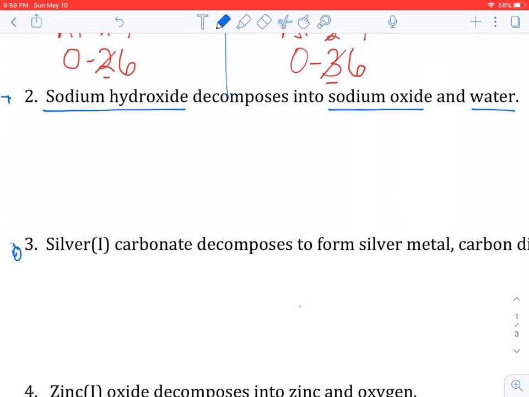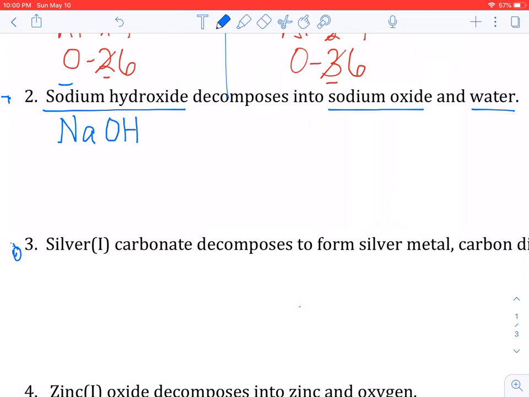So both of these are ionic compounds. So now I need to figure out what is sodium, what is hydroxide. How is hydroxide different from oxide? Hydroxide is one of those special polyatomic ions. Sodium, of course, is Na. Hydroxide is a special polyatomic ion made of oxygen and hydrogen. So that would be one I would look up on my special polyatomic list.